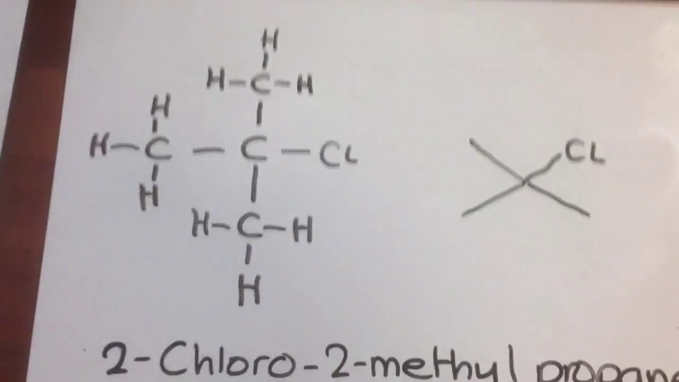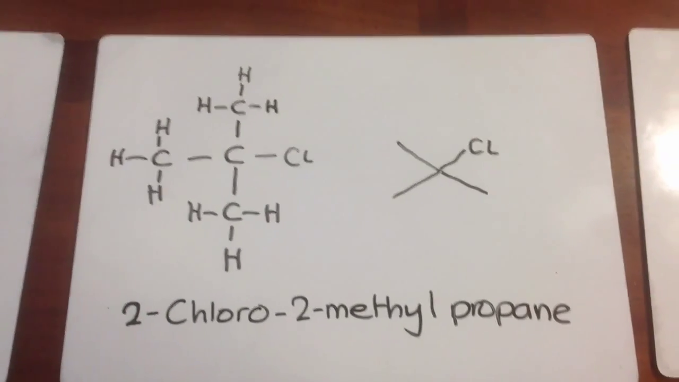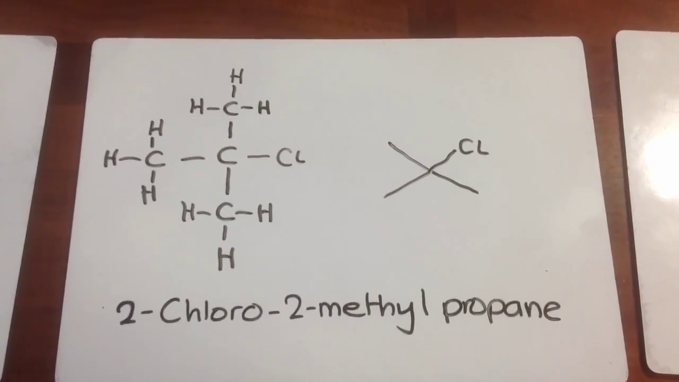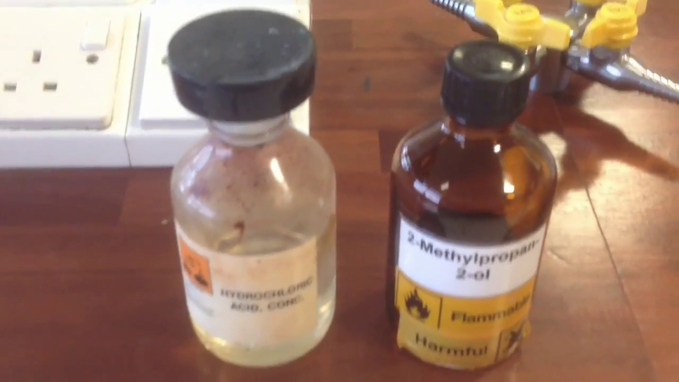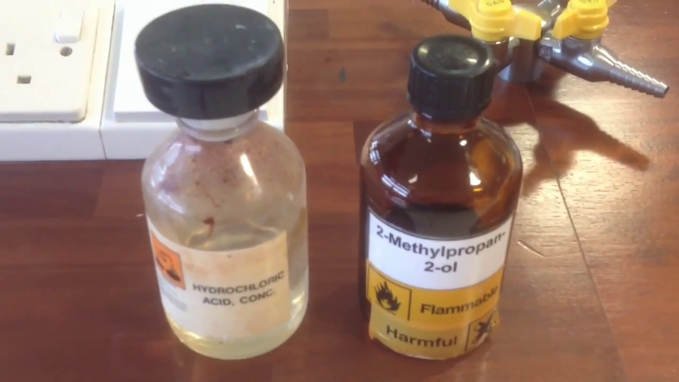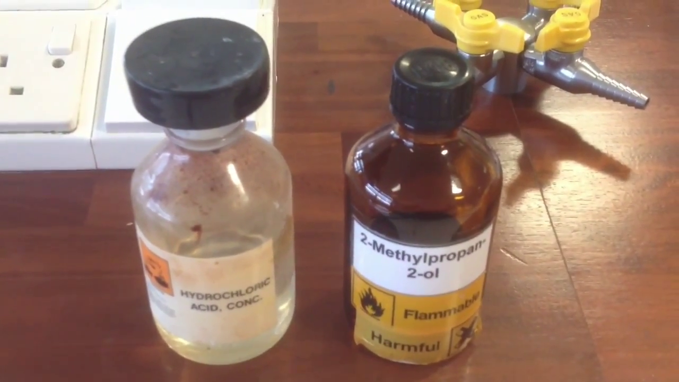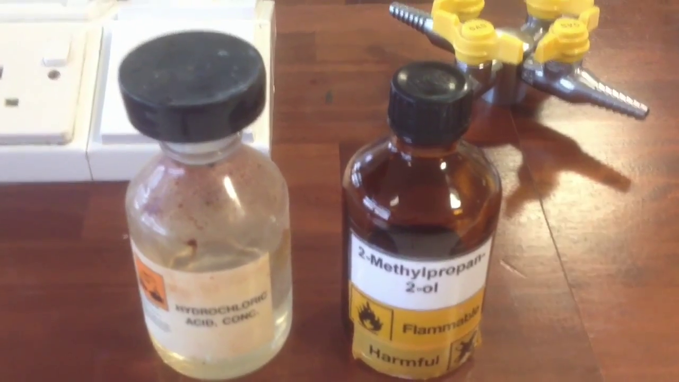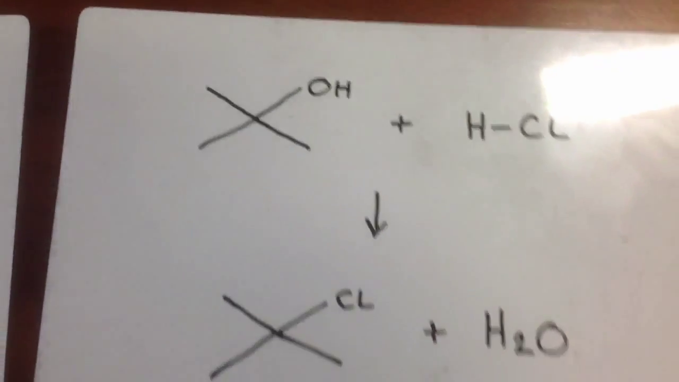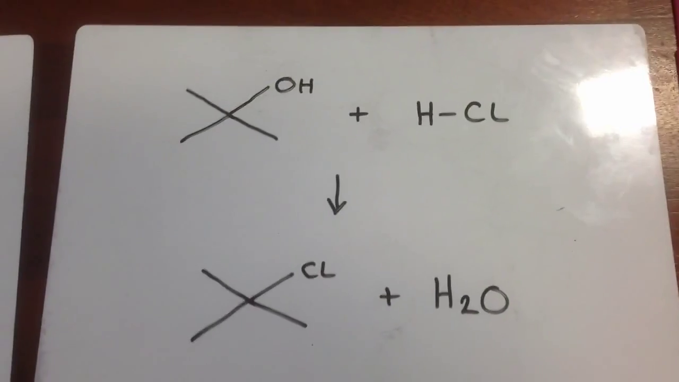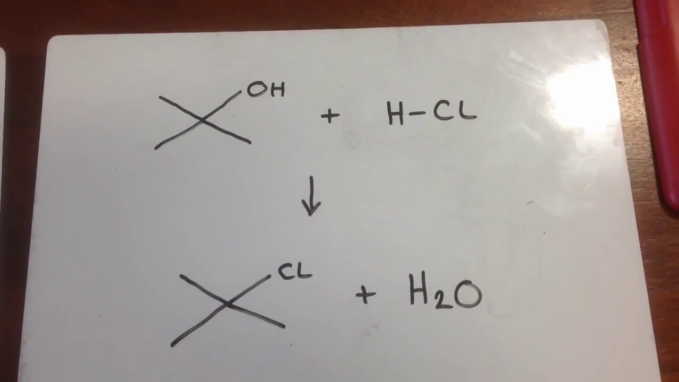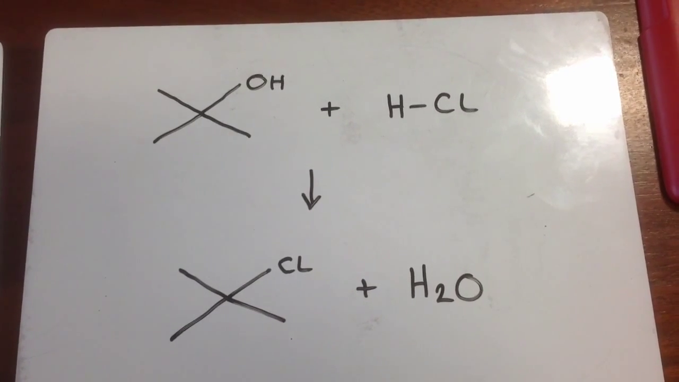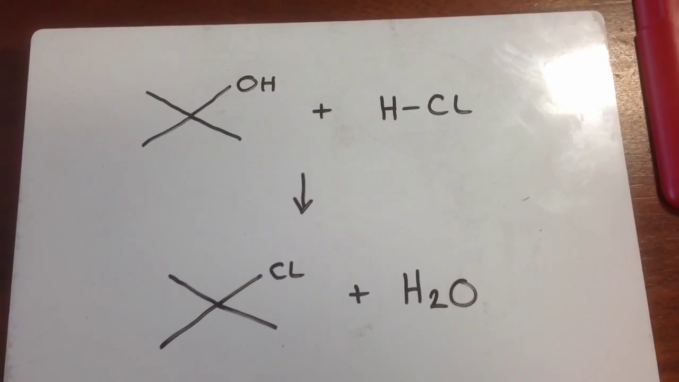In this case, the substance we'll be synthesizing is 2-chloro-2-methyl propane. Structure shown there, full structural and skeletal. And to do that, we're going to be using these reactants: concentrated hydrochloric acid and 2-methyl propan-2-ol. The reaction is a substitution reaction. The chlorine from the hydrochloric acid will substitute for the alcohol group in the 2-methyl propan-2-ol, giving the 2-chloro-2-methyl propane and water.